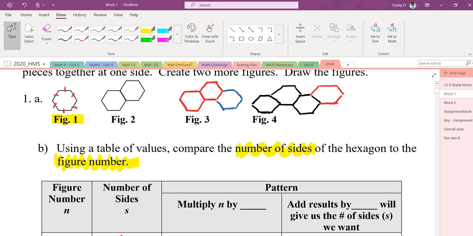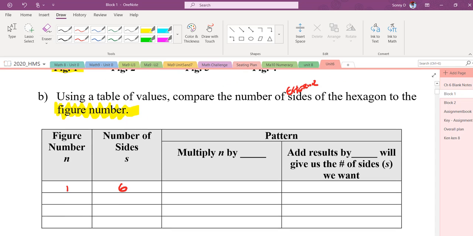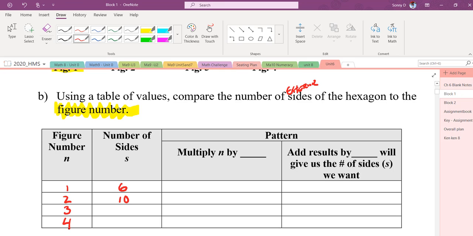Now, maybe I'll clarify this. We'll do outside sides, or maybe exterior sides. The lines in between don't count for this example, okay? So for figure 2, we got 1, 2, 3, 4, 5, 6, 7, 8, 9, 10. Okay? How many sides do figure 3 and 4 have?